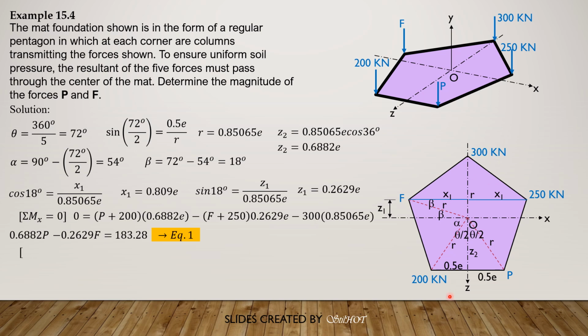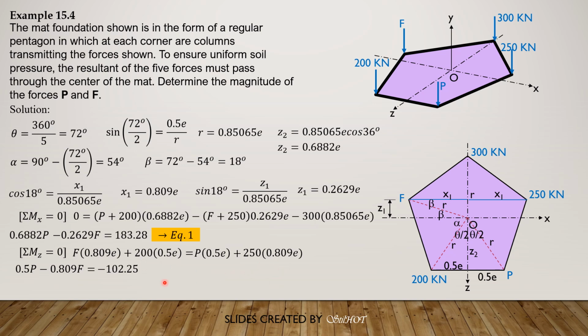Then summation of moments about the z-axis. So we have the right thumb rule. So F times x1, F times 0.809 plus 200 times 0.5 E, then equals P times 0.5 of E plus 250 times 0.809. Of course, the moment of the 300 kilonewton force is 0 about the z-axis. So simplifying, combining, cancelling out E, so 0.5 P minus 0.809 F is equal to 200 times 0.5 minus 250 times 0.809, and that is negative 102.25. So call this equation 2.